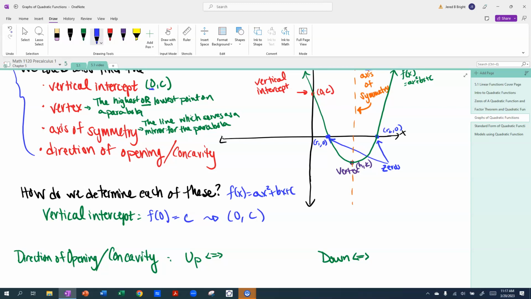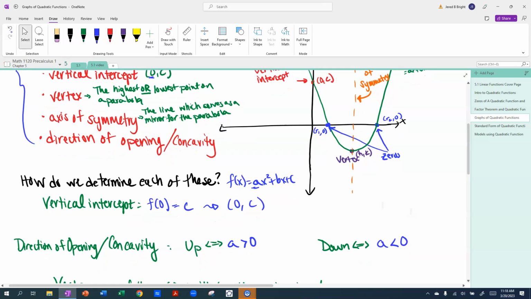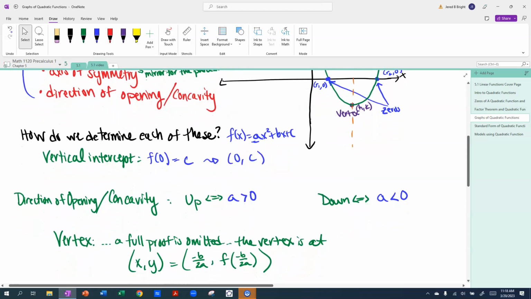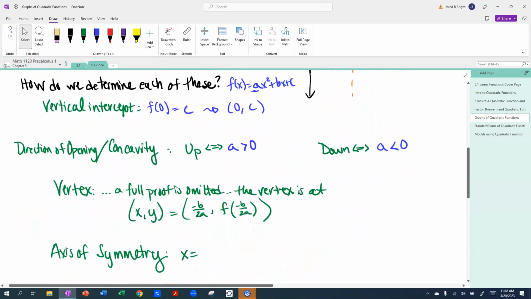Direction of opening. This one is going to be another easy one for us to work with. The quick and dirty rule is that if the value of a is positive, that means that it's going to be concave up. So that's an easy way to look at this. Just identify whether that leading coefficient is positive or negative, and down would be if a is negative. So a less than 0 opens down, concave up if a is positive.